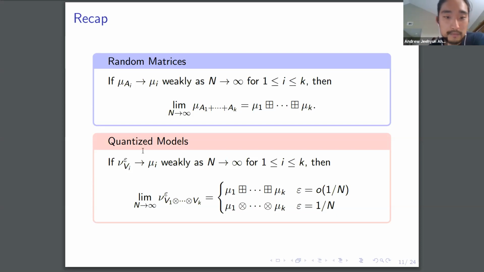For the quantized models, we have a similar assumption. We start with a similar assumption on the spectral measures for these irreps. But we have this additional tuning parameter epsilon, which will vary with n. So as n tends to infinity, we're going to ask that epsilon tends to 0. And if epsilon tends to 0 very quickly, faster than 1 over n, we'll see exactly the same limit as we did for the random matrix case. And if we let epsilon tend to 0 as 1 over n, then we see something different. This is some quantized analog of the free convolution. So this is the recap.